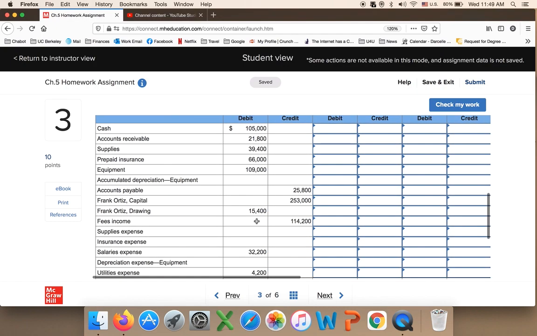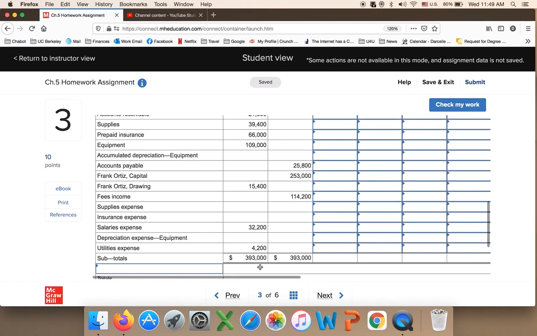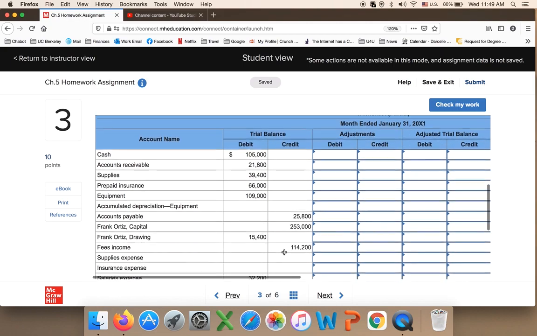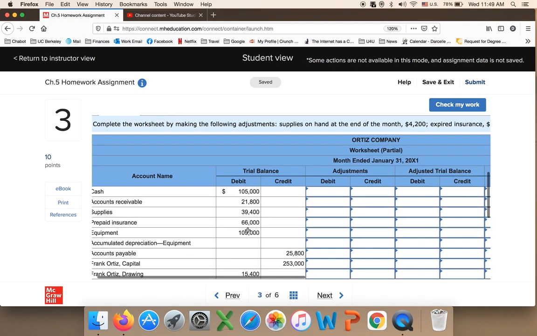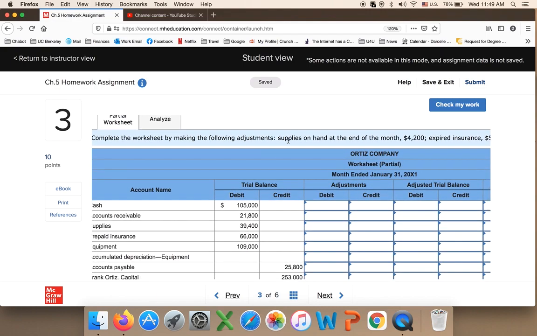The trial balance comes, all these balances come from the ledger. Every pair of columns has to be the same, has to be equal. So this is populated from the ledger after we complete it. Then we make adjusting entries. Here it says complete the worksheet by making the following adjustments.